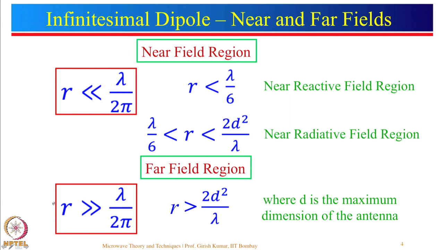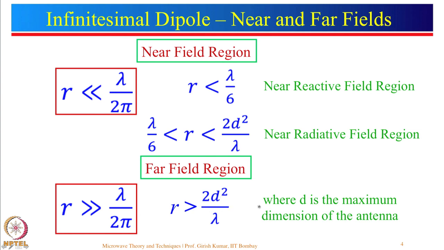Far field region criteria is that R should be much greater than lambda by 2 pi. There is another condition, which is R should be greater than 2d square by lambda, where d is the maximum dimension of the antenna. You can see that same term is coming over here. So just to tell you, if the dimension of the antenna is very large, then R becomes very large also. Just take a simple example. If D is equal to lambda by 2, then what will be the value? If D is lambda by 2, this will become lambda square by 4. So this term becomes equal to lambda by 2. But if suppose D is equal to 10 lambda, so if D is 10 lambda, then this will become 2 into 100 lambda square.